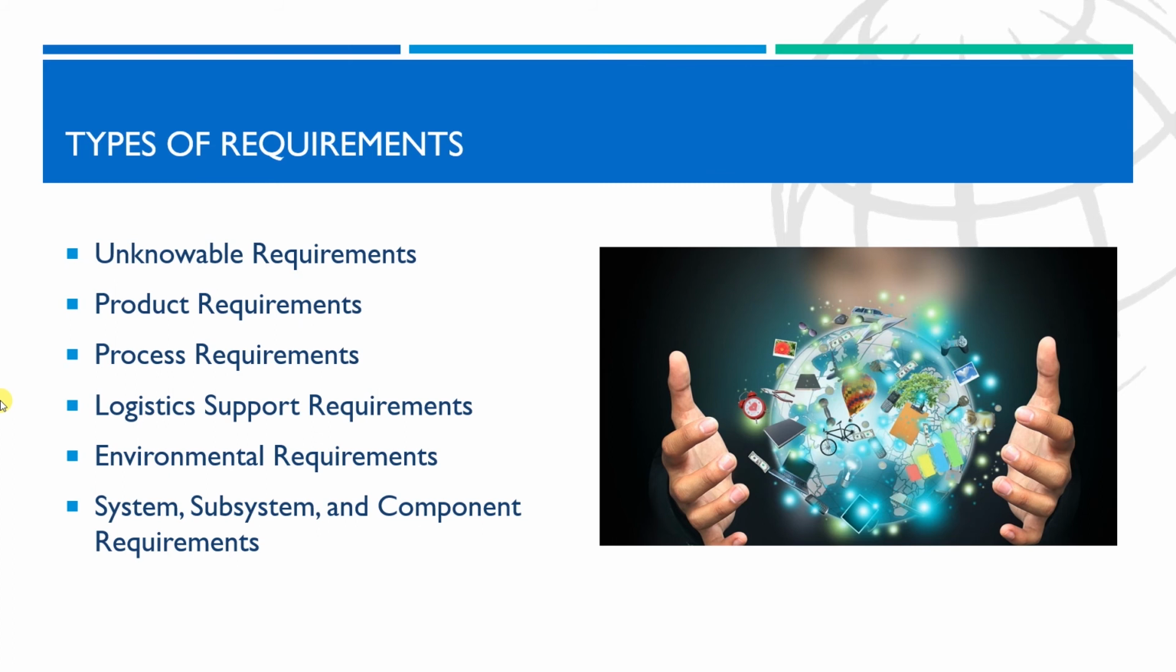The next and the last is the system, subsystem, and components requirements. This refers to requirements associated with different levels of the system. The system is the highest level and is divided into subsystems. The subsystems are made up of components such as hardware, software, training, and documentation.